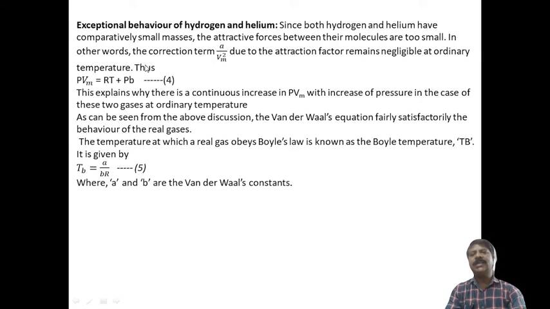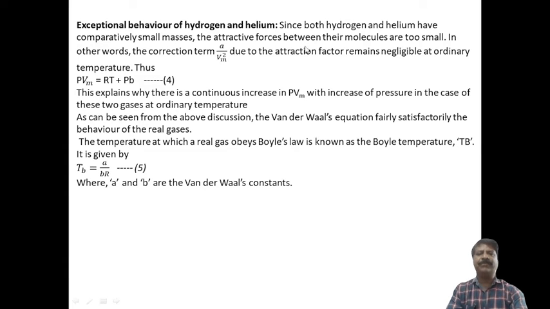Now coming to the exceptions. Why do hydrogen and helium gas always give a positive deviation at all temperatures and all pressures, meaning PV_m is greater than RT, the compressibility factor is greater than 1, and the curve lies above the line parallel to the x-axis of the ideal gas equation? Therefore this is an exceptional case, or anomalous behavior: these gases are exceptions with different properties.